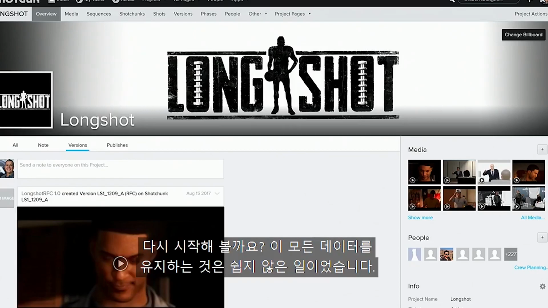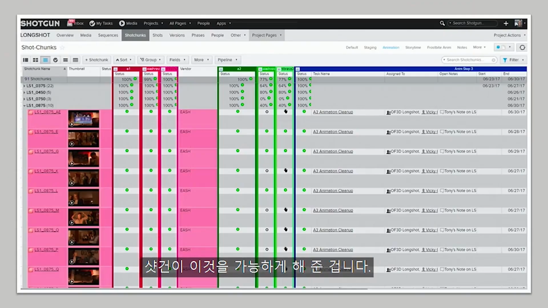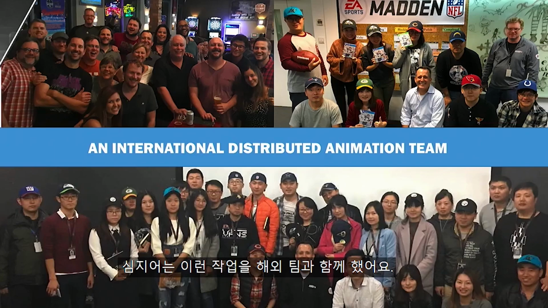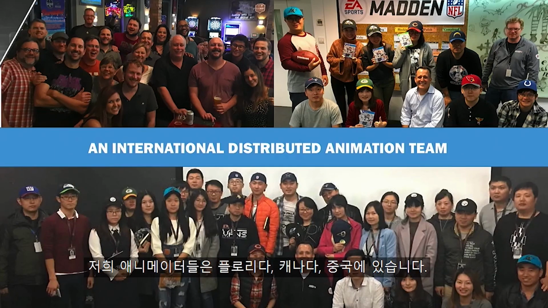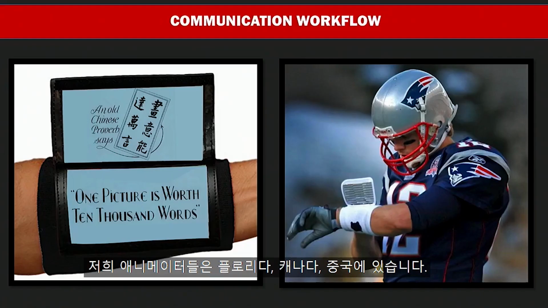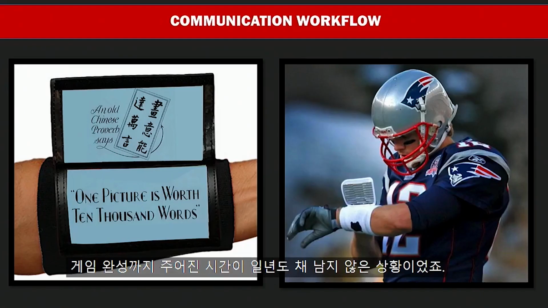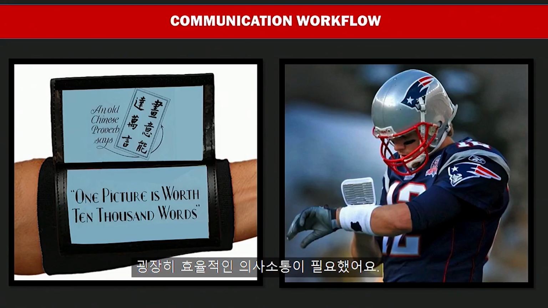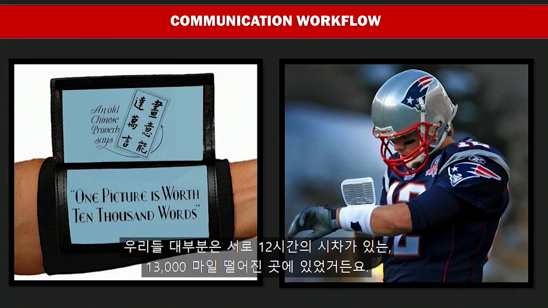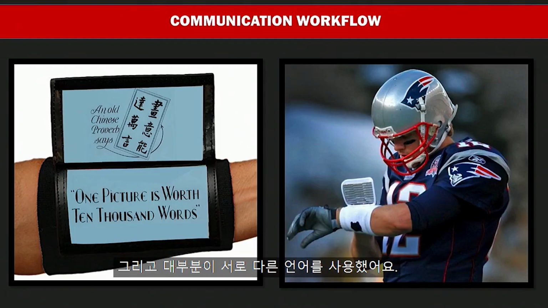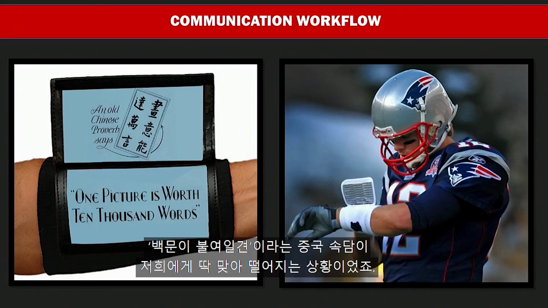Here we go. The logistics of keeping up all this data was daunting. Shotgun made it possible for us to keep up with all the tracking and keep production moving smoothly. And we even did this with an international team. We had animators in Florida, Canada, and China. And we had less than a year to pull this off. And we had to communicate very effectively. Most of us were separated by 13,000 miles, a 12-hour time difference, and most of my team didn't speak the same language. So we turned to an ancient Chinese proverb: a picture's worth 10,000 words.